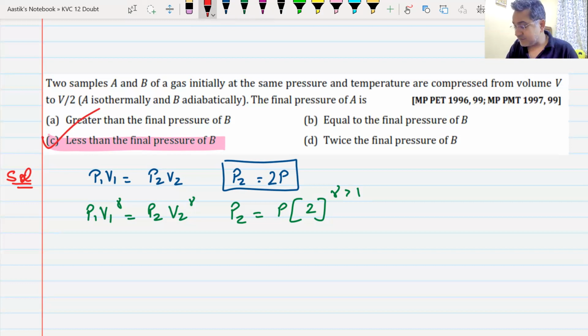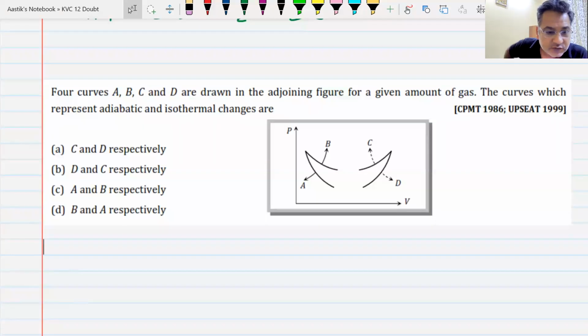Now this is one which we have already done, and I told you has come in exams as multiple choice in different ways. So can you give me the answer for this one quickly? Four curves A, B, C, D are drawn in the adjoining figure for a given amount of gas. The curve which represents the adiabatic and isothermal changes.